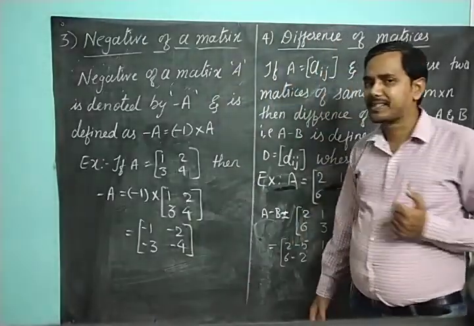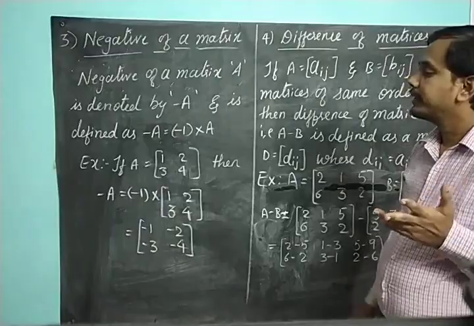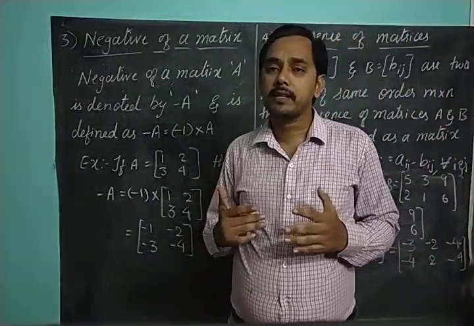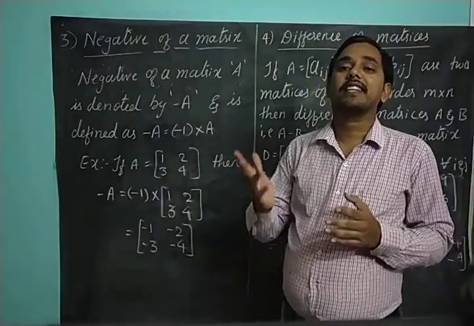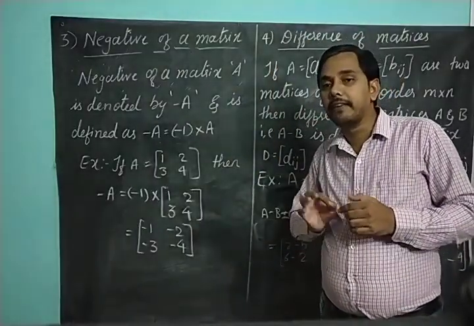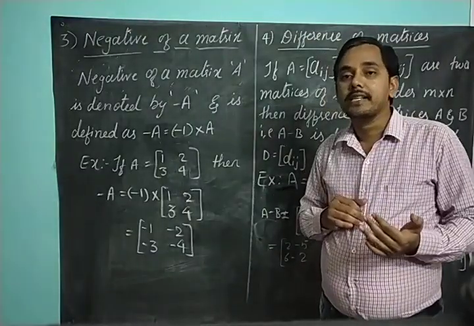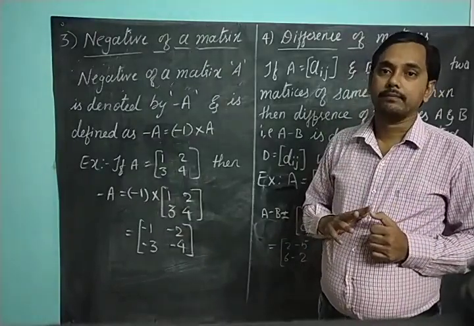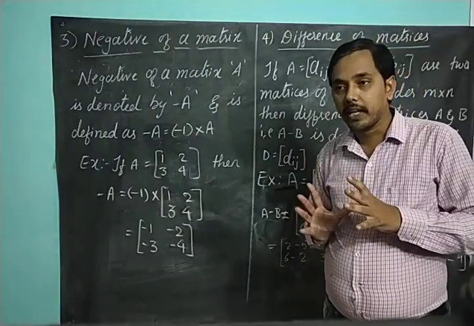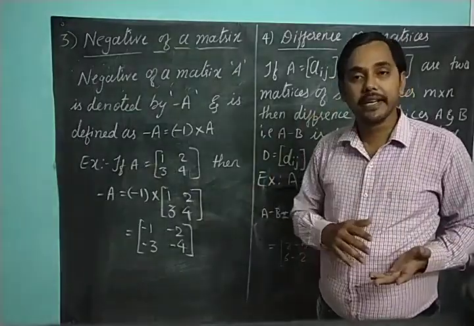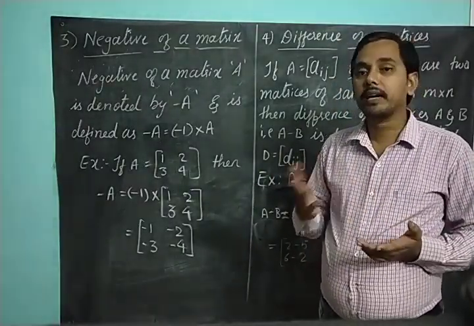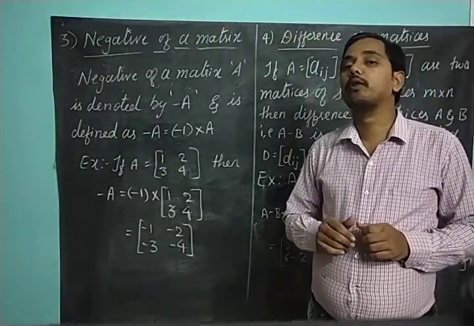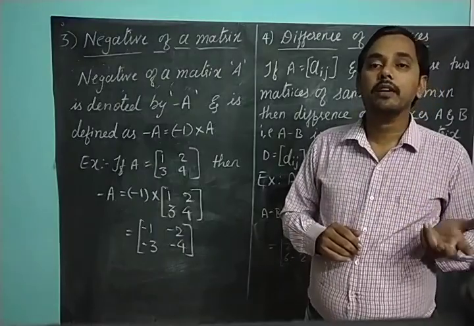We have seen matrix, but what is negative of a matrix? Negative of a matrix is nothing but reversing. In simple words, it is nothing but reversing each and every element, that is, reversing the sign convention of each and every element present in the matrix. So if the elements in the matrix are positive, they become negative. If the elements are negative, they become positive.